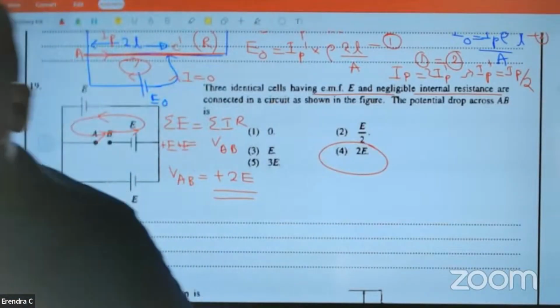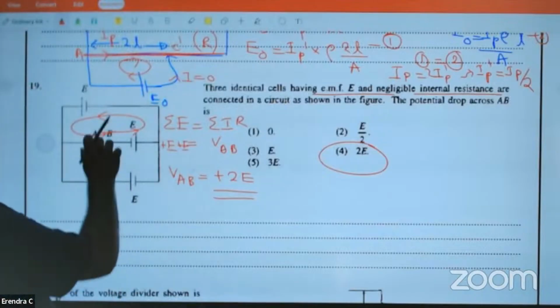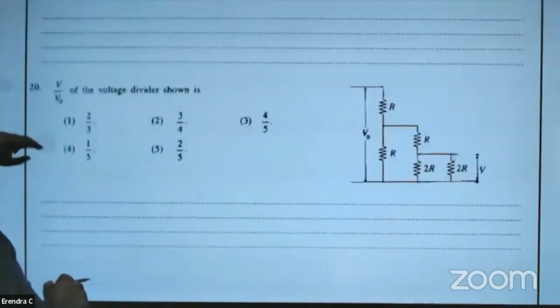Directly applying Kirchhoff's law, you can get the answer for the open terminals. Okay? For the open terminals. Right.